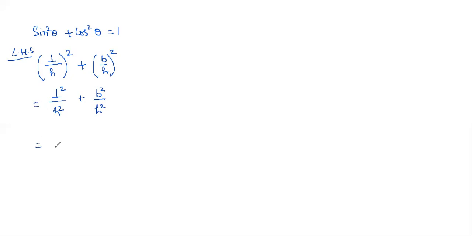So this will become perpendicular square plus base square upon hypotenuse square. Now children listen, perpendicular square plus base square, by Pythagoras theorem. Remember Pythagoras theorem, hypotenuse square is equal to perpendicular square plus base square.